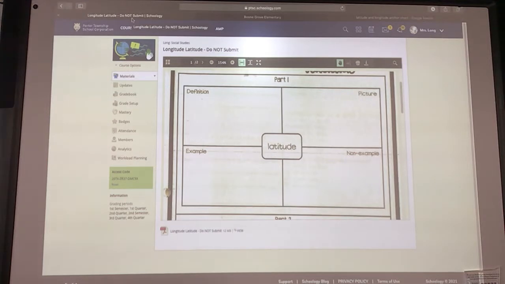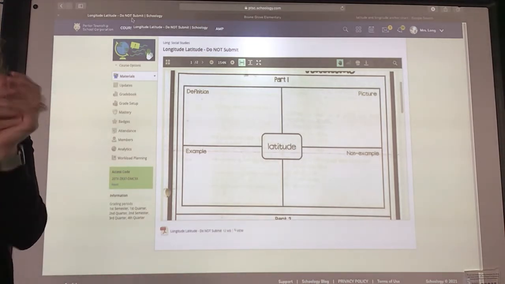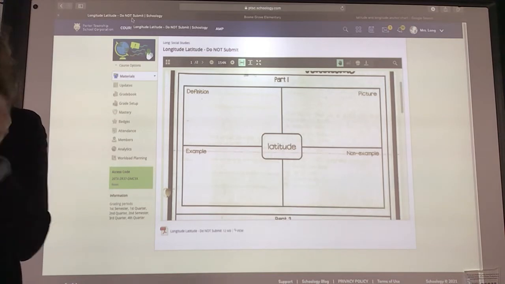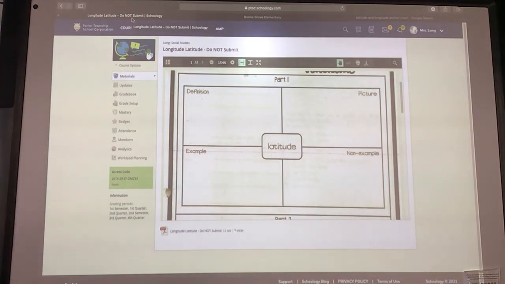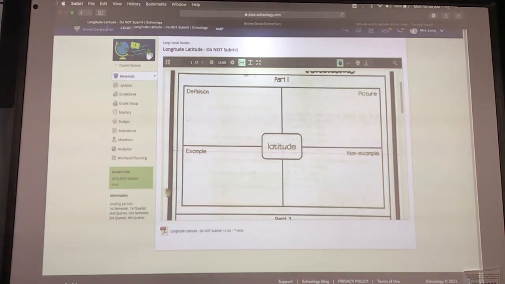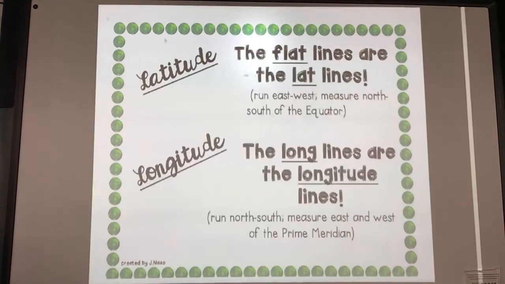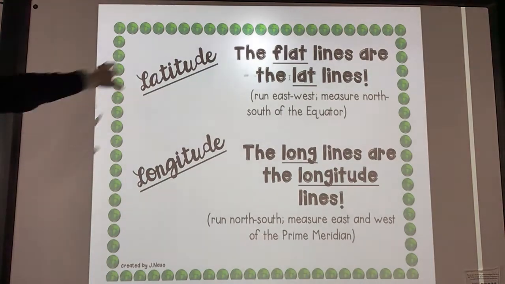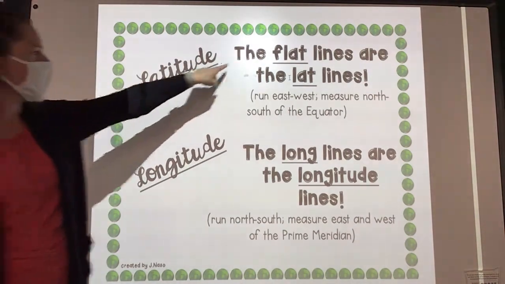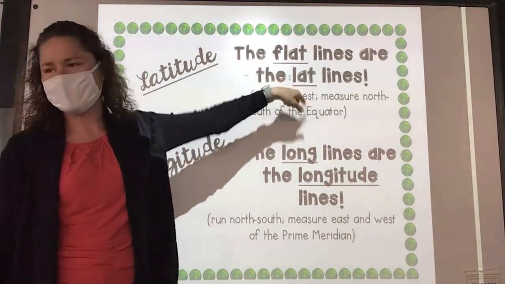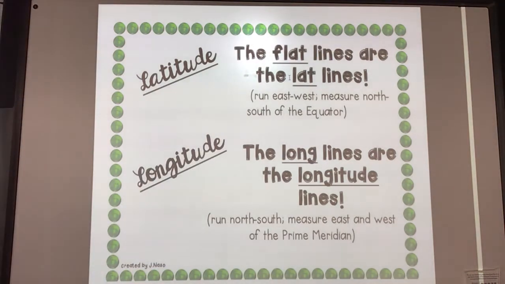All right. Let's talk about latitude. That one was up there at the top of the page. So latitude, a way to remember latitude. Let me see, I found and I can post this on Schoology for you to look at. So here is latitude. Latitude lines lay flat. So the flat lines are the lat lines. So a nice rhyme to help you remember.